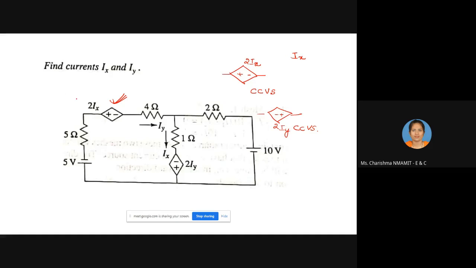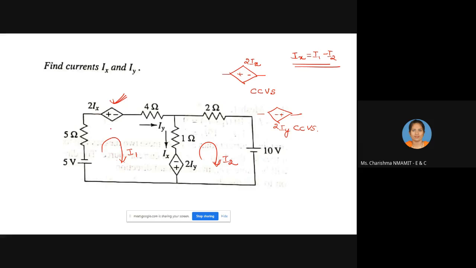So first we'll see what is this Ix and Iy. The voltage of this voltage source is controlled by the current Ix. What is current Ix? Suppose I consider the mesh current in this mesh as I1, this mesh as I2. Depending on this I1 and I2, what is Ix? Ix is nothing but I1 minus I2, right? Ix is nothing but I1 minus I2.